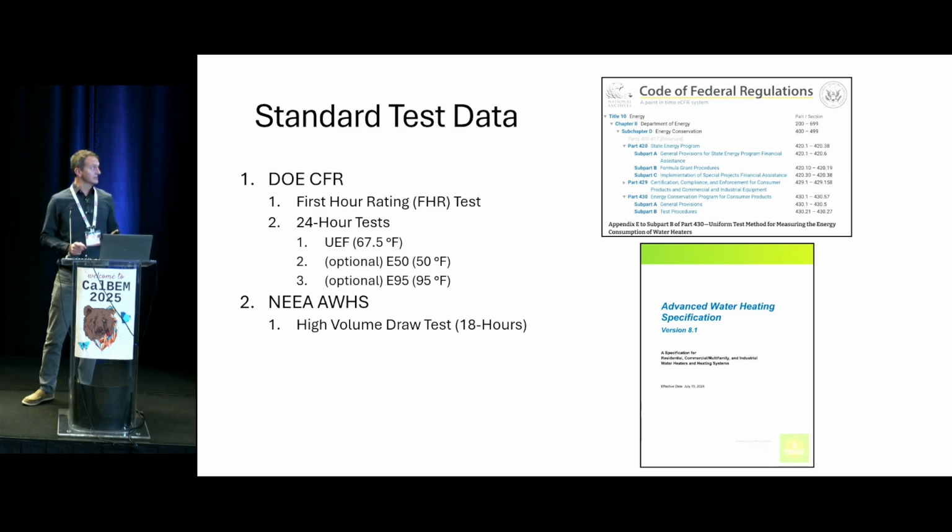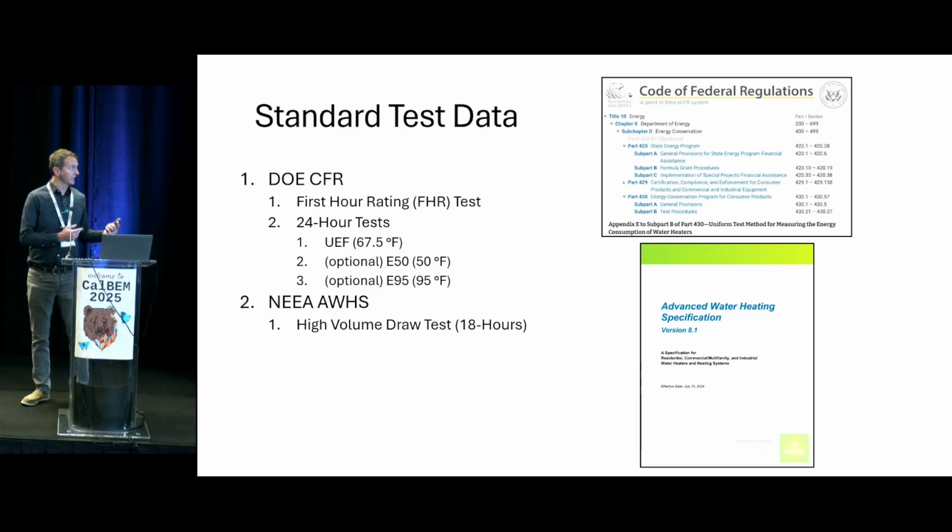And there's actually 4 tests that this describes. The first one is the first hour rating test, which is basically a measurement of how much hot water your water heater can produce in 1 hour without going below a certain temperature. The second set of tests are all called 24-hour tests. We have the standard UEF test, which is done at an ambient temperature of 67.5 degrees. But then there are some optional ones, which are particularly important for heat pump water heaters, at 50 degrees and 95 degrees.